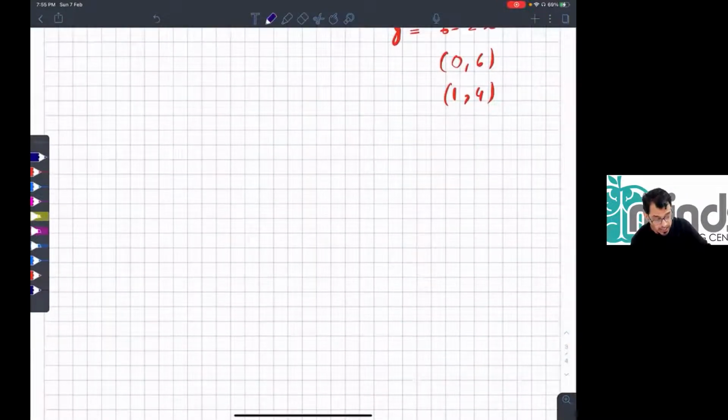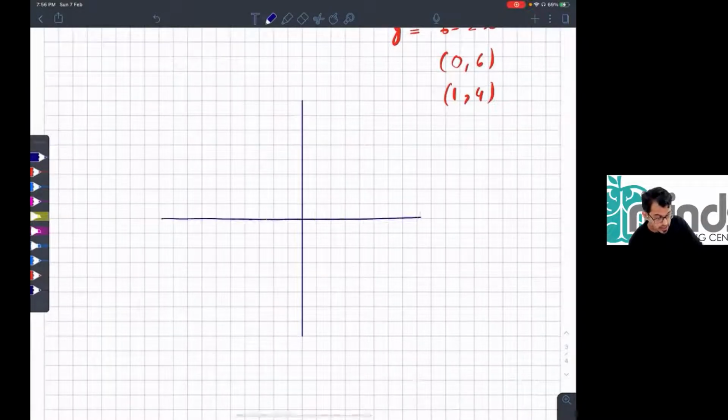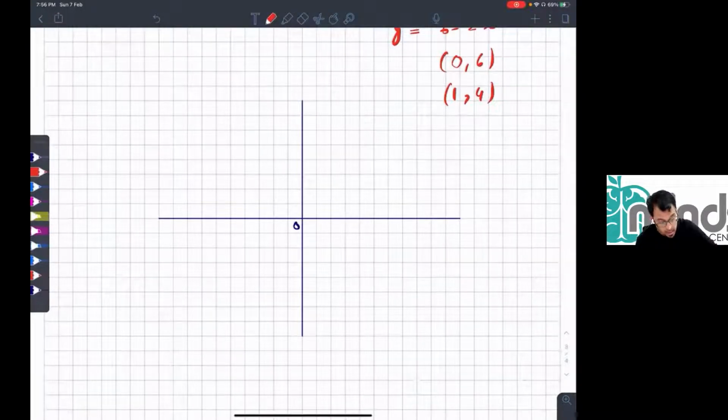So first draw the axes. Let's say this is y-axis. This is x-axis. And each division is 1 actually. So this is 0. Let's plot the line. 0, 6. 1, 2, 3, 4, 5, and 6. 0, 6 is this point.